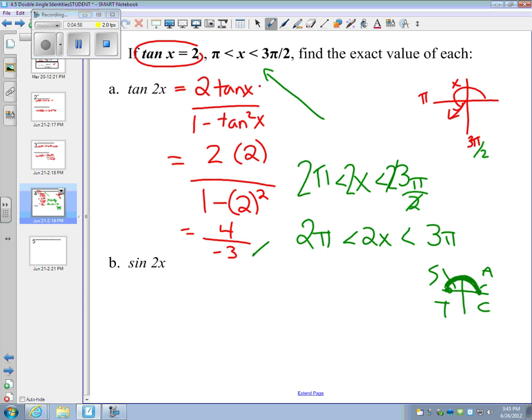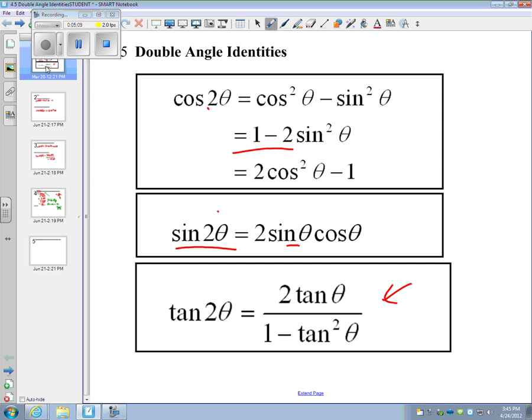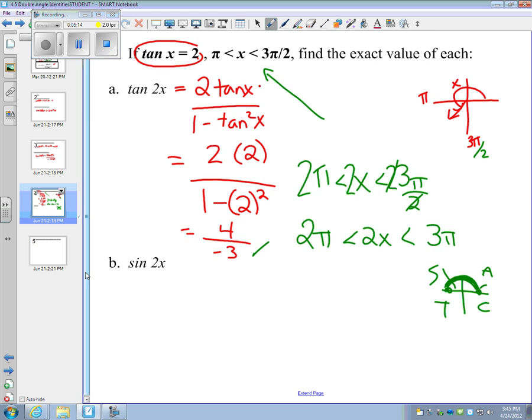Okay? Sine of 2x. Well, sine of 2x, according to our identities, the sine of twice an angle is equal to 2 sine the angle cos the angle, and you're saying that doesn't help us. Don't worry. We'll get there. Okay.